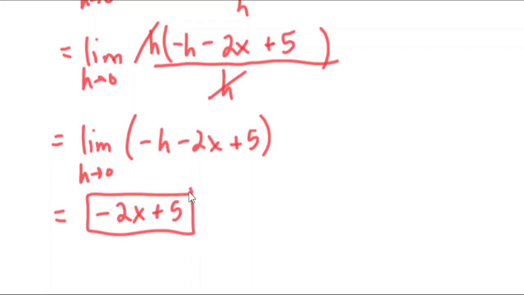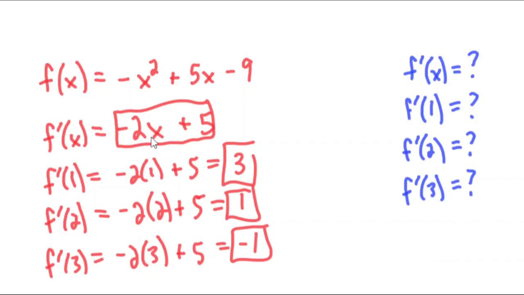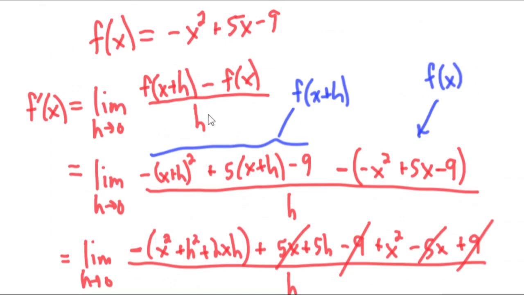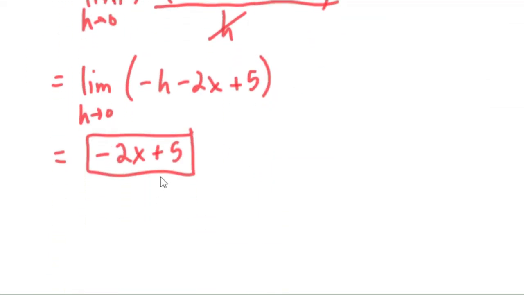And isn't that the same answer that we found when we did the rules, negative 2x plus 5? In fact, notice way up here, the derivative was negative 2x plus 5. We just found that out using the derivative rules. That was so much easier, right? But really, where do those derivative rules come from? They come from this long process here. So if we want to find f prime of x using the definition of derivative, we go through this long, laborious process, and if we do everything correctly, we end up getting this negative 2x plus 5.